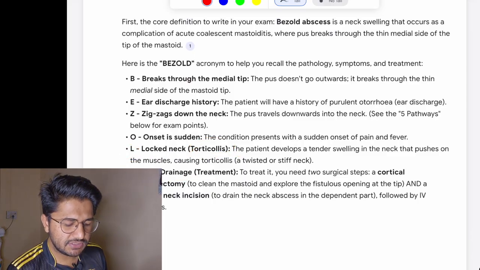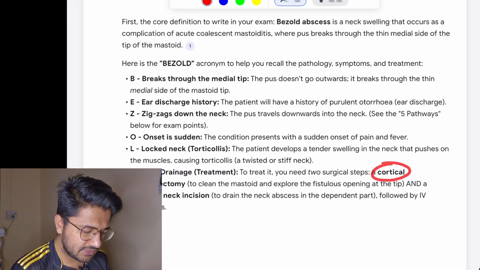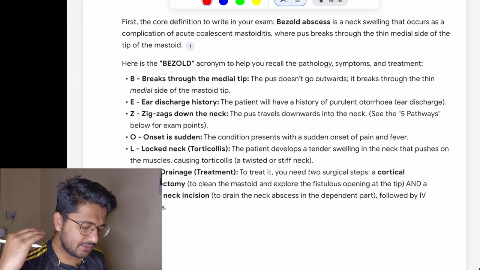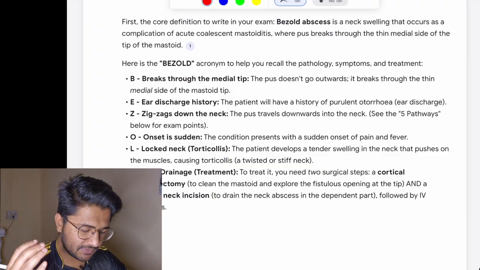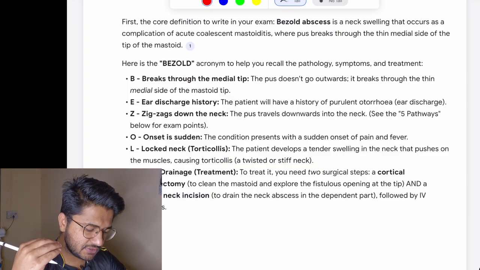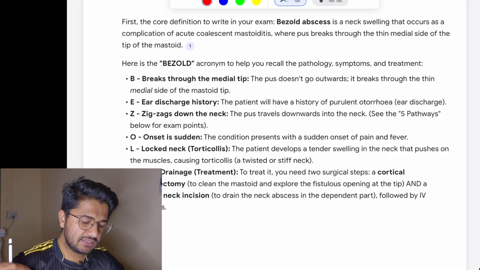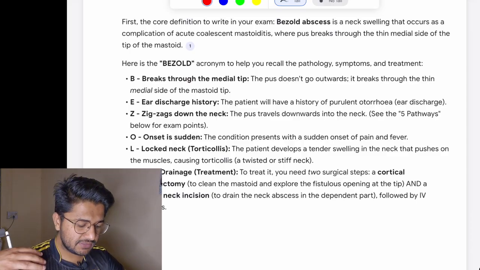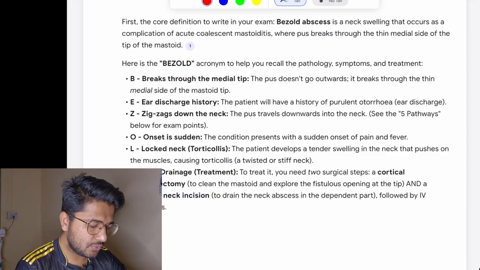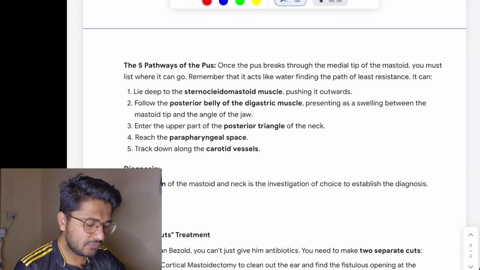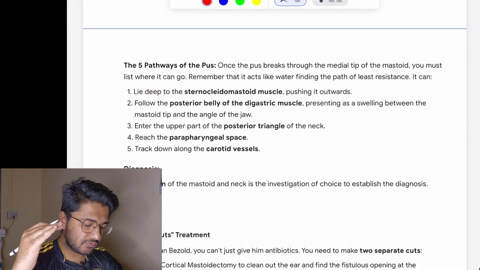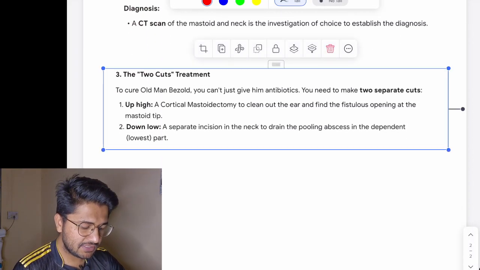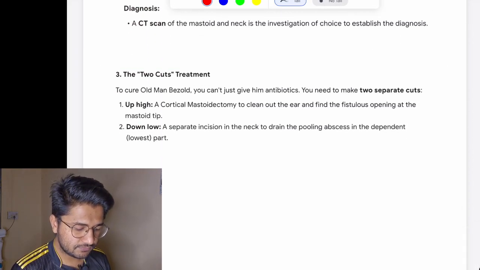To treat it, you need two surgical steps: a cortical mastoidectomy to clean the mastoid and explore the fistulas opening at the tip, and a separate neck incision to drain the neck abscess in the dependent part, followed by IV antibiotics. So then we have the five paths of pus drainage from up high to down low.